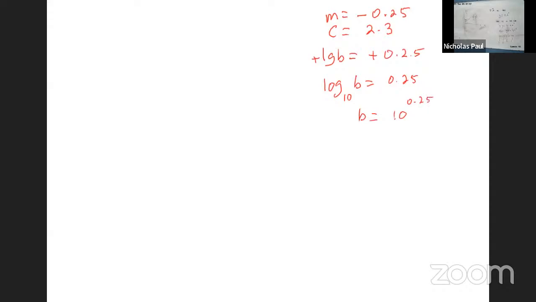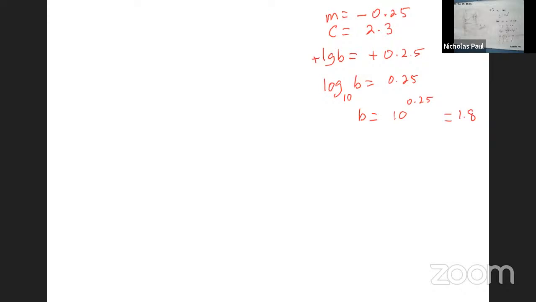Well, that's what I have, right? How much is that? 1.7. Well, mine is 1.8. All right, that's perfect. So you have the exact gradient and exact y-intercept.